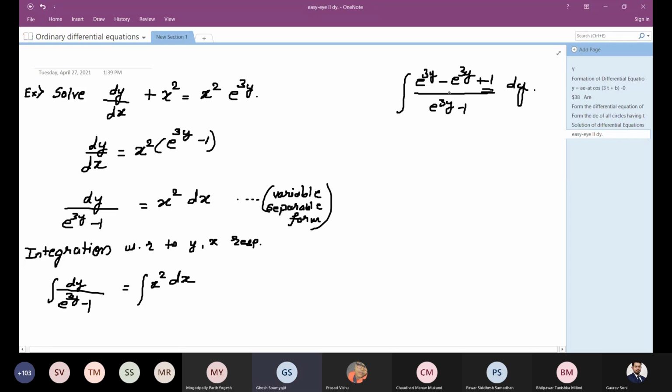Into dy. Okay. So if you separate this, e to the power 3y upon e to the power 3y minus 1, minus 1, the integration will become 1 dy.